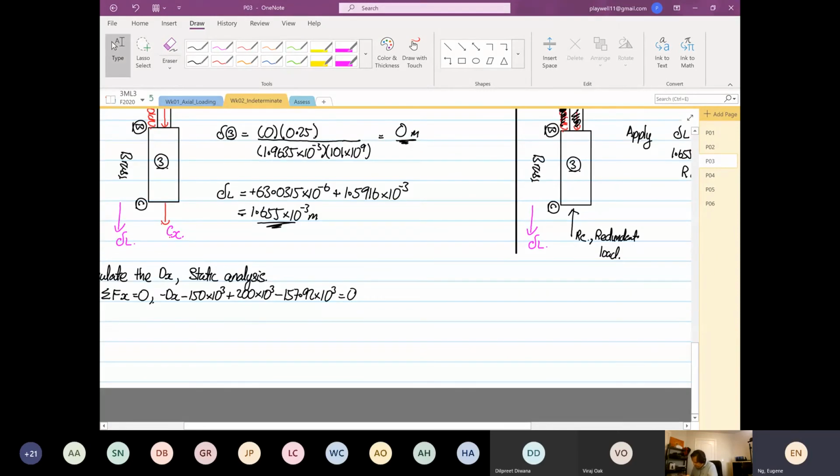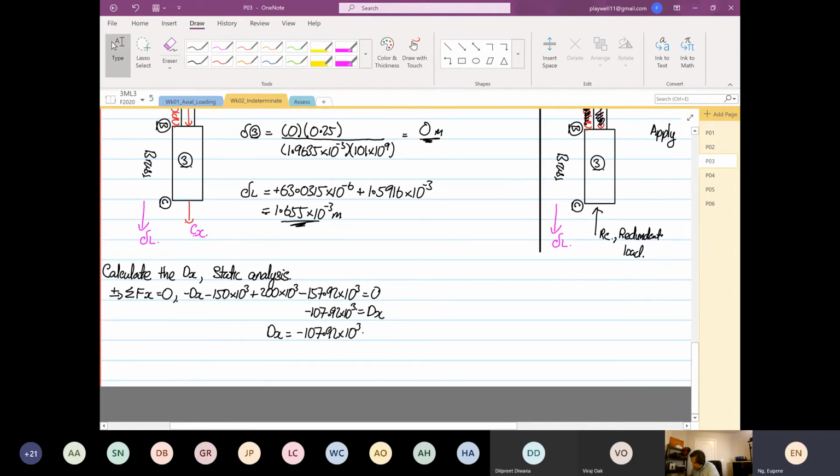Okay, so Dx. I'm going to bring Dx over. Dx will be equal to minus 150 times 10 to the power 3 plus 200 times 10 to the power 3 minus 157.92 times 10 to the power 3, which is equal to minus 107.92 times 10 to the power 3. I'll do it again. So therefore Dx is equal to minus 107.92 times 10 to the power 3.